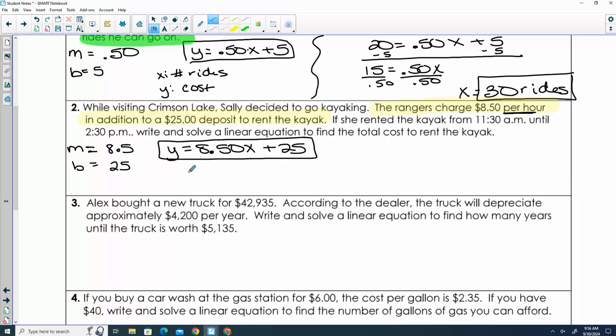Can you tell me by looking at that equation what our x and y would have to represent? If we look back at the problem, you pay the $8.50 for every hour, so x would have to be the number of hours.